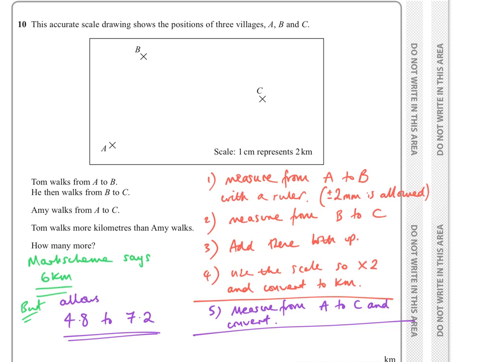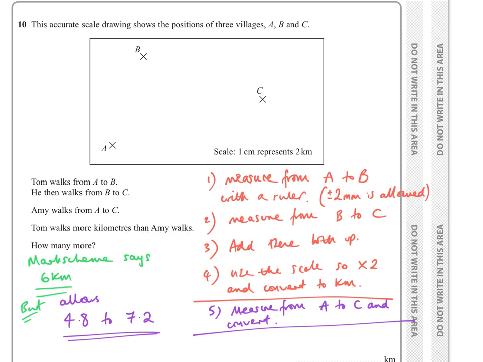Then if you want to add these both up, all you have to do is times by 2, because for each centimetre you have, you've got to times it by 2, and then that's directly in kilometres. And so you'd write that figure down. And then if you just measure from A to C using your ruler, times by 2, and convert the centimetres into kilometres, then you should have a difference of, well, the mark scheme says 6 kilometres, so Tom walks more kilometres than Amy walks. How many more?